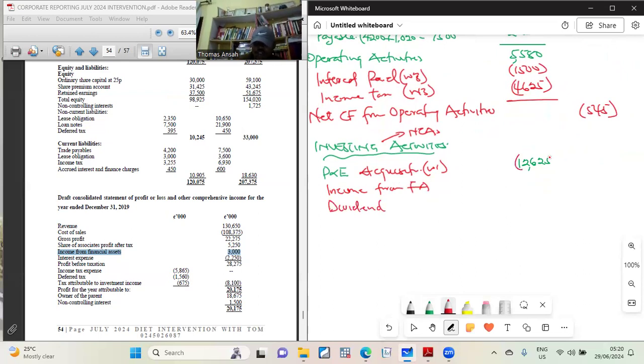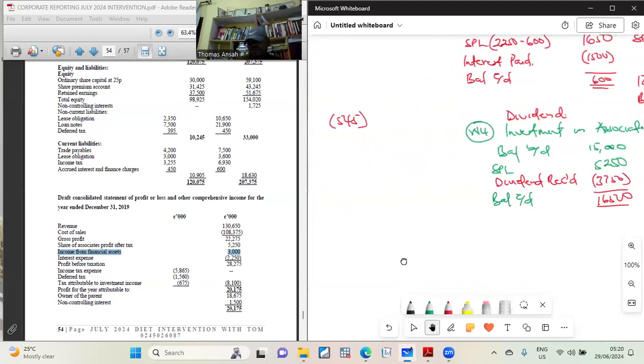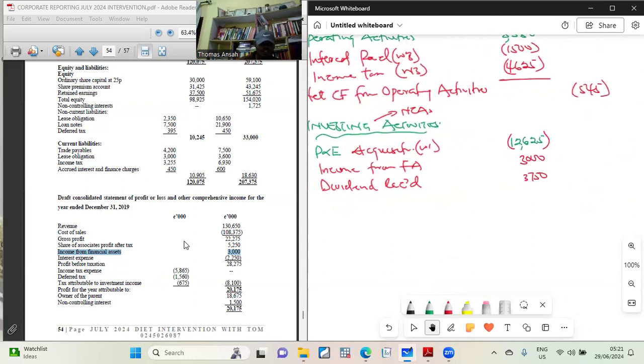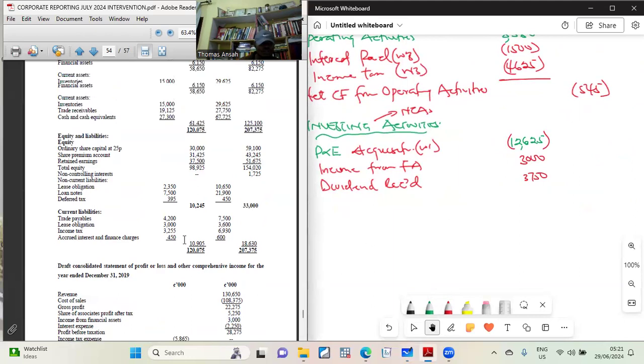Don't forget, this is an outflow, all right? So the income from the financial asset is 3,000. Dividend received from the associate was how much? 3,750. So we are receiving that. 3,750. So, ladies and gentlemen, this is how you go by it. So you see, you have tackled your NCAs. Have you tackled everything?